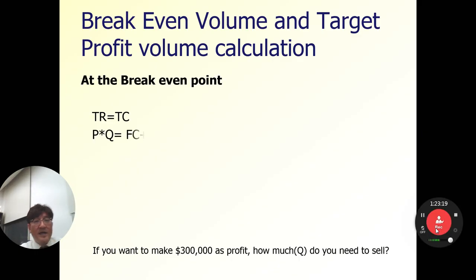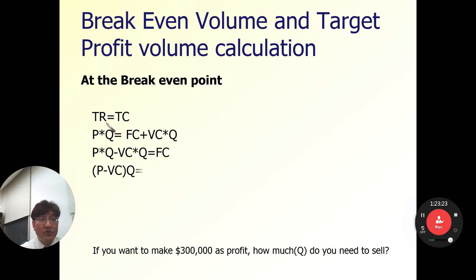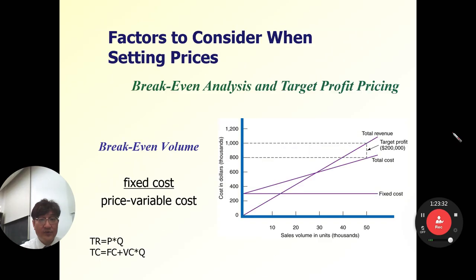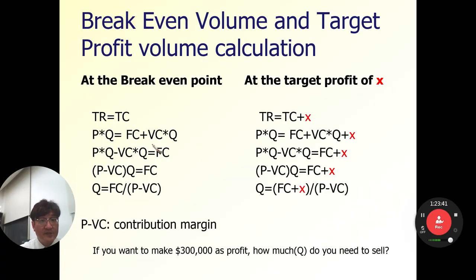Okay, to calculate the break-even point, as I said, you can set the total revenue the same as the total cost. Then you set it up this way. What is the total revenue? As I show you here, total revenue is P times Q. Total cost is FC, fixed cost, plus BC times Q. You just put it this way, all right?